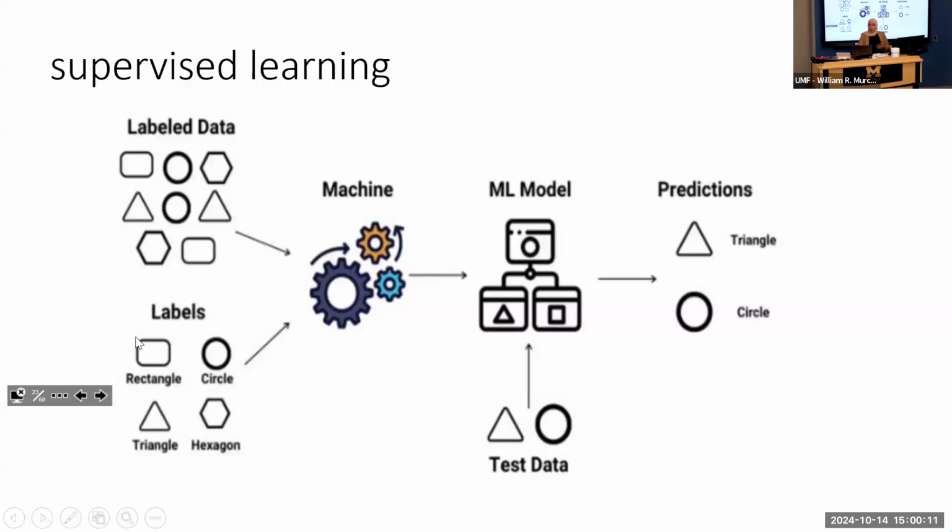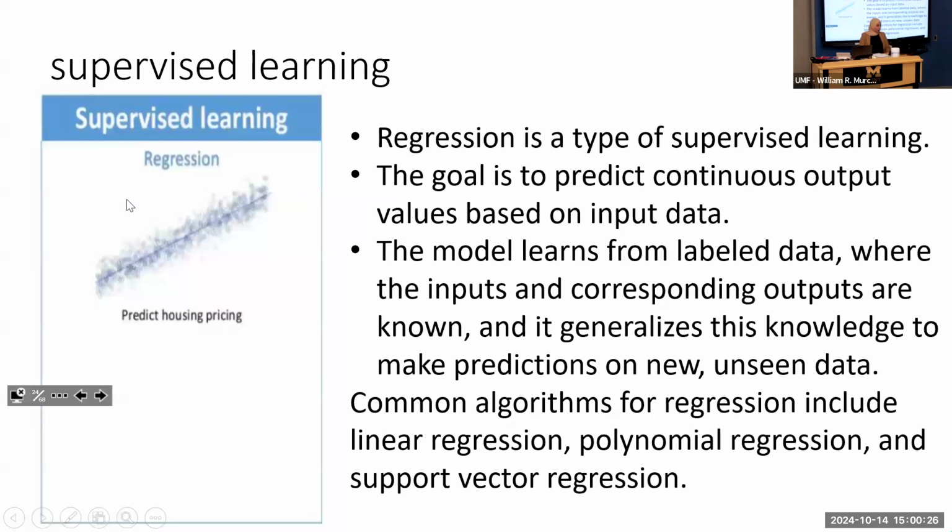In this context, if our data comes with labels, it is supervised learning because we know for each element what the corresponding class is, okay? This is the first type of learning. It is explored in multiple cases. I'm going to discuss the case of regression. You may have seen this so far. Regression is a type of supervised learning where the goal is to predict continuous output values based on the input data, and the model learns from labeled data where the inputs and corresponding outputs are known, and it generalizes this knowledge to make predictions on new, unseen data.